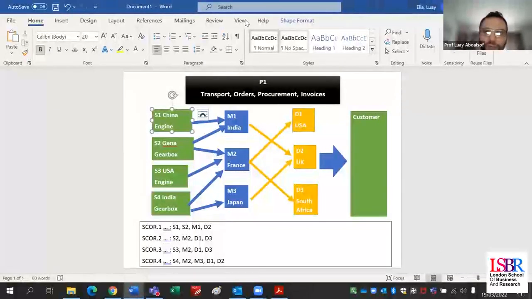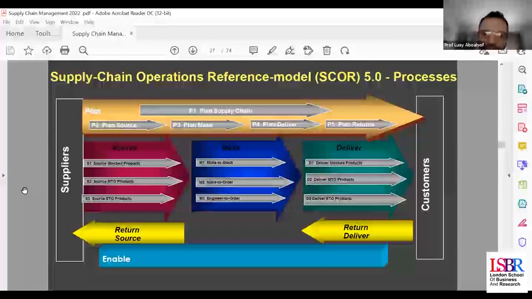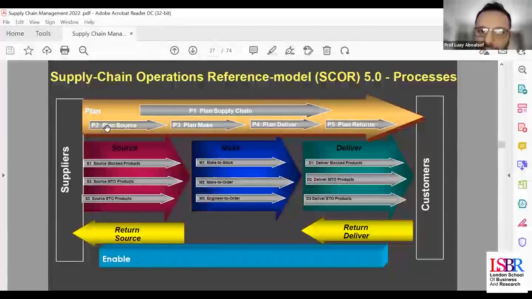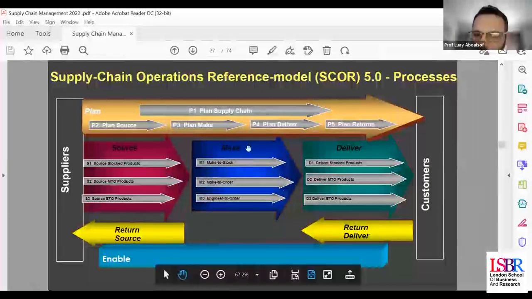Now, let me share with you again the presentation. So what does it tell us? On the planning, you will have a plan of a supply chain. Could be P1, P2, P3. Now, P2, plan of source. Then a plan of make, plan of deliver, plan of return. Now, this could work for every single step there, because your source could have make, deliver, and return themselves, because they also are a manufacturer.